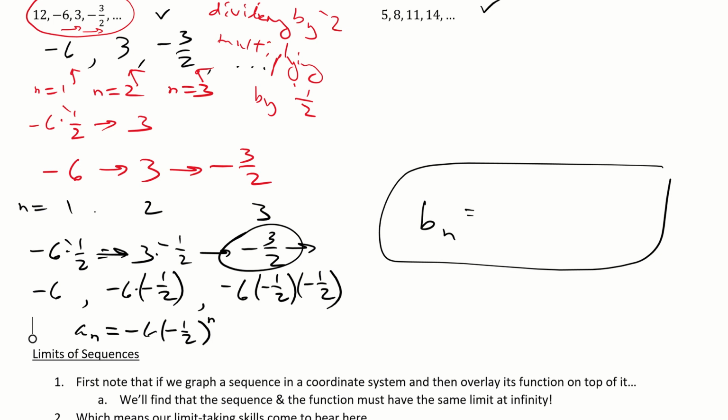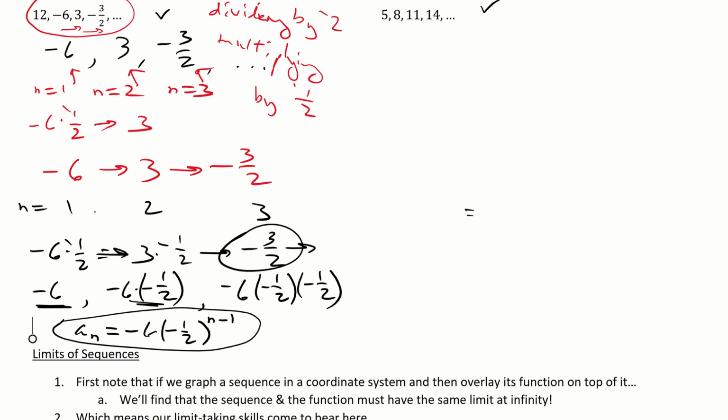If you go with n minus 1, then when n is 1, you end up here, but you want to start over here. So let's start with the -1/2 to the power n minus 1, which is the 0 power, and that is the solution to this. Okay? All right. I'm not saying that's easy.